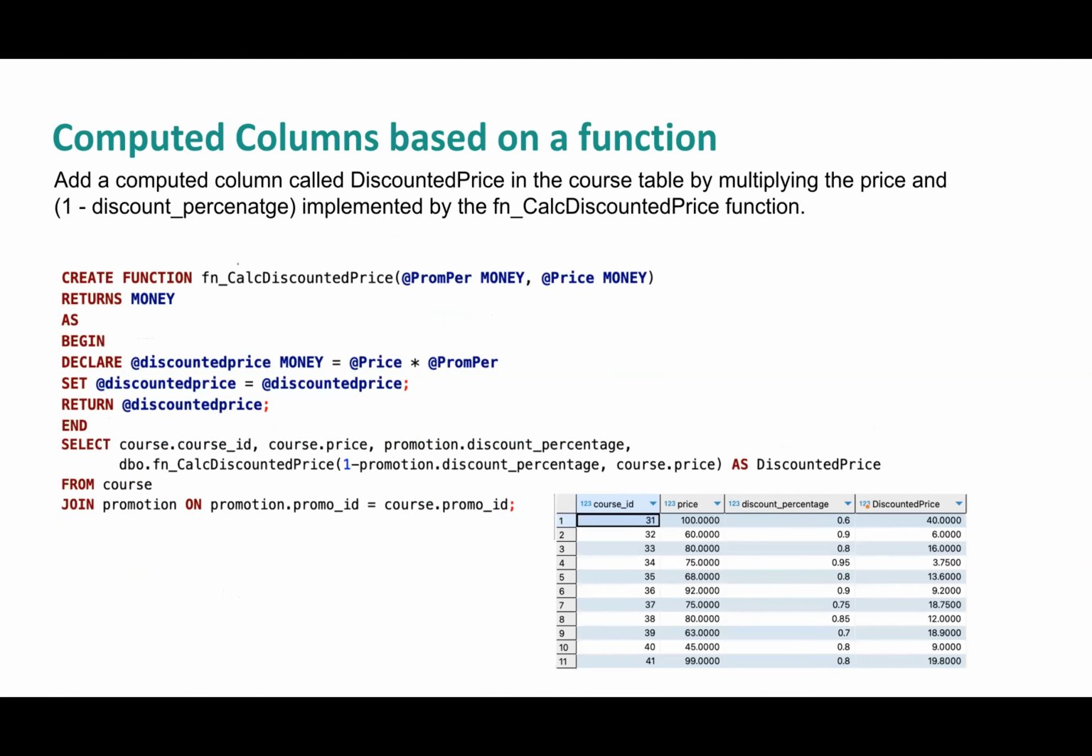The third is computed columns based on function. We add a computed column called the discounted price in the course table. And we can get the current price by multiplying the price and the discount percentage. Next.